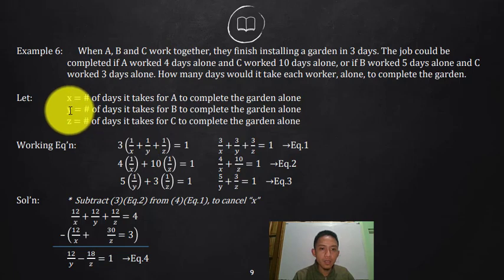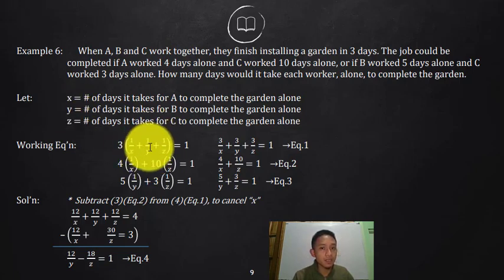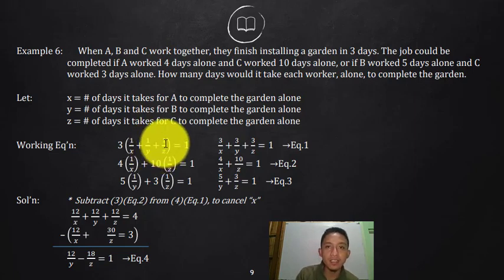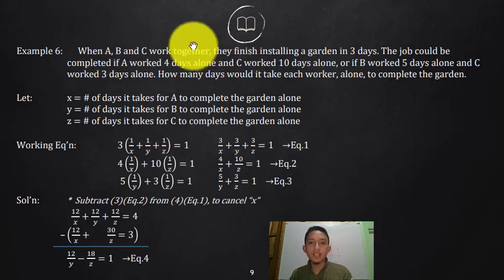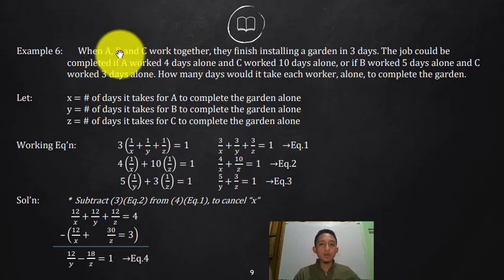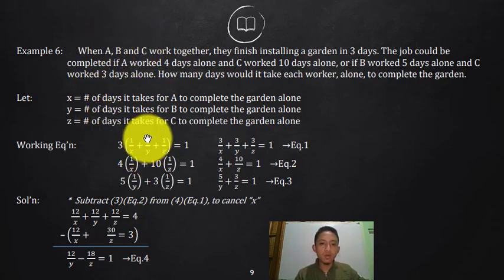And then of course, 1 over y, that is the amount of work B will finish in 1 day. And then 1 over z, that is the amount of work worker C will finish in 1 day. But in the first situation, let's first create the first equation. So first scenario, they will work together. So 1 over x plus 1 over y plus 1 over z, they will be added together since they will work together. Again, these are the rates for 1 day. This is what all of them will finish in 1 day. If I add all of that, it means they are working together.